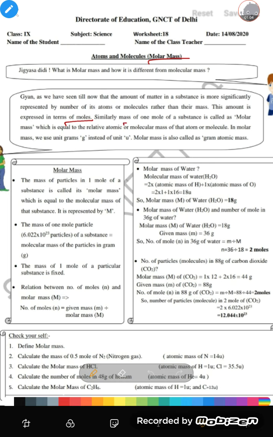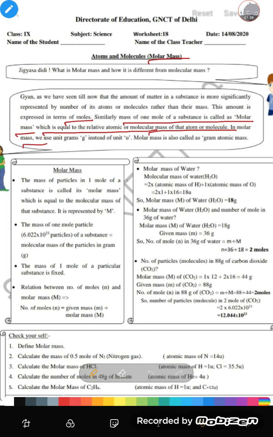Similarly, the mass of 1 mole of a substance is called molar mass. So we can say molar mass of a substance is the mass of 1 mole of that substance, and it is equal to 6.022 into 10 raised to power 23 atoms of that element. So, molar mass is equal to the relative atomic or molecular mass of that atom or molecule.